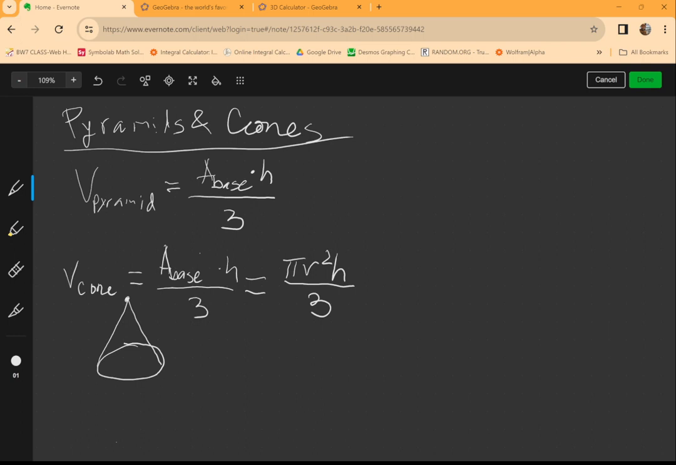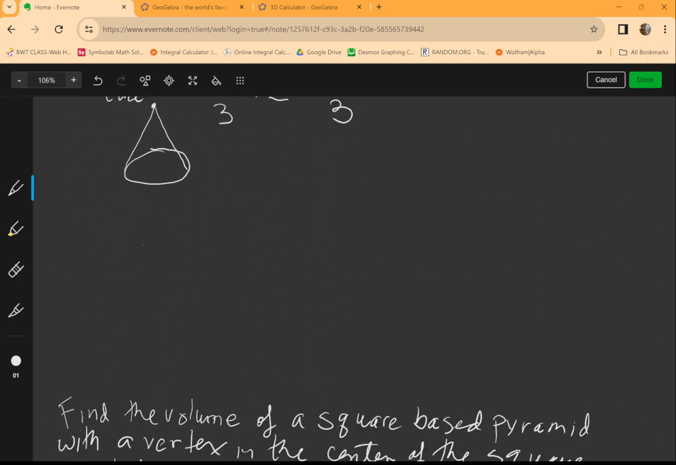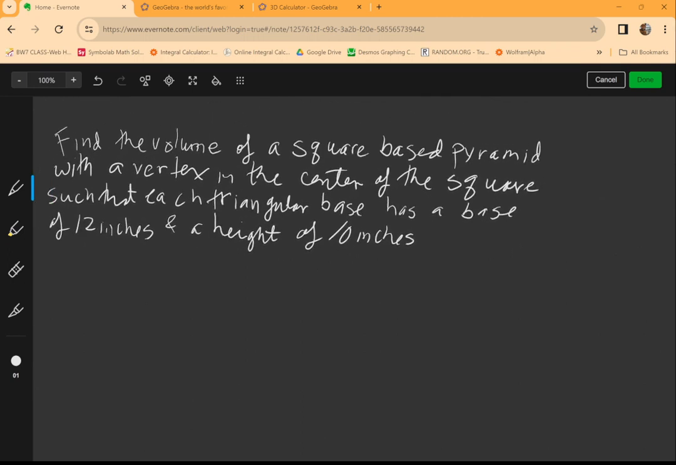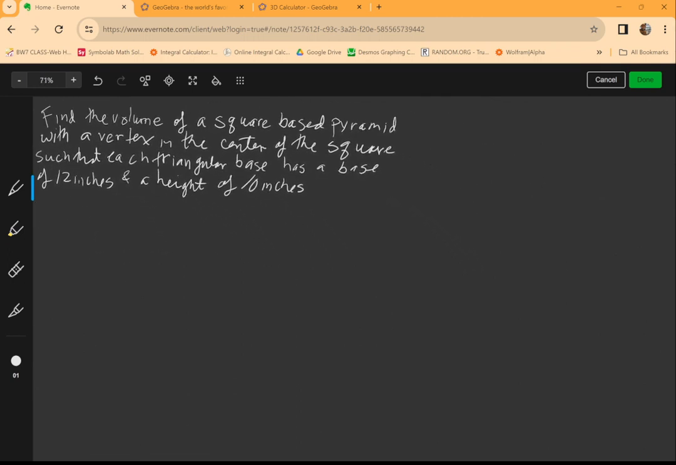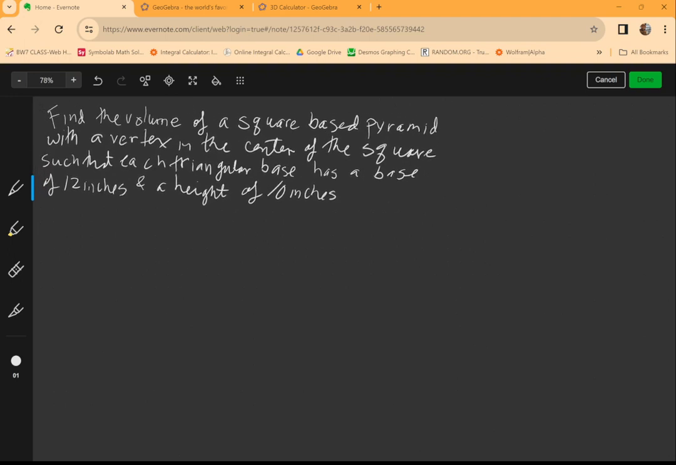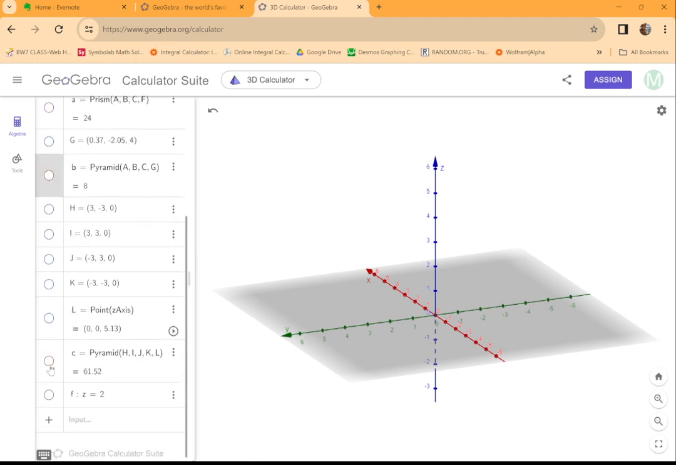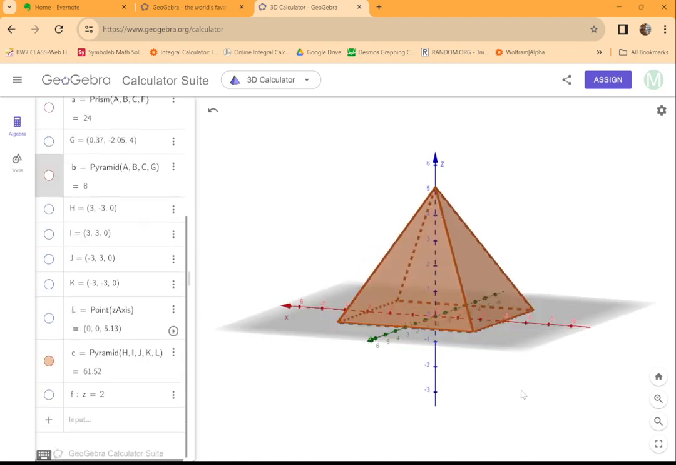Okay, so let's jump into a problem here. For this problem, we would like to find the volume of a square-based pyramid with a vertex in the center of the square, such that each triangular face has a base of 12 inches and a height of 10 inches. A nice visual would help here. So let's turn these off. All right, this is the type of pyramid that we're working with.